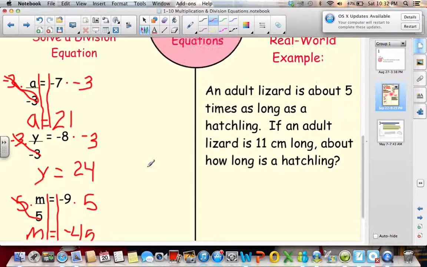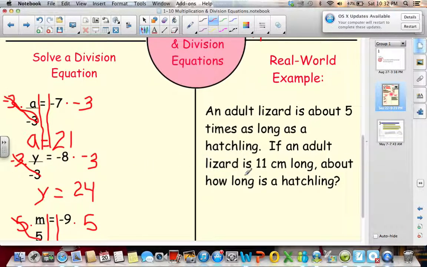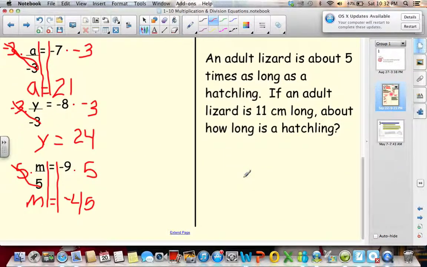Okay? An adult lizard is about 5 times as long as a hatchling. If an adult lizard is 11 centimeters long, about how long is a hatchling? So an adult lizard is 5 times as long as a hatchling, so it would be 5h equals 11. Pause this for a second and solve this equation, and then come back and check your answer.